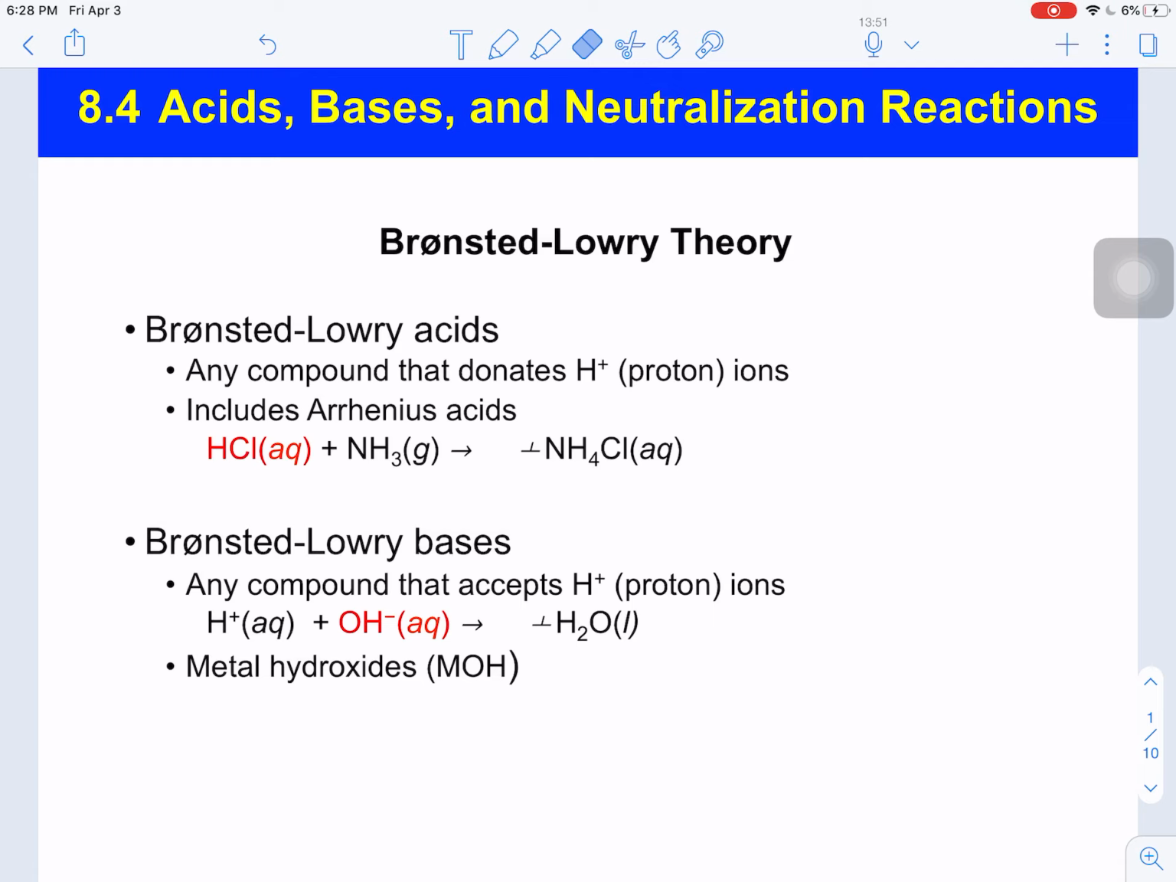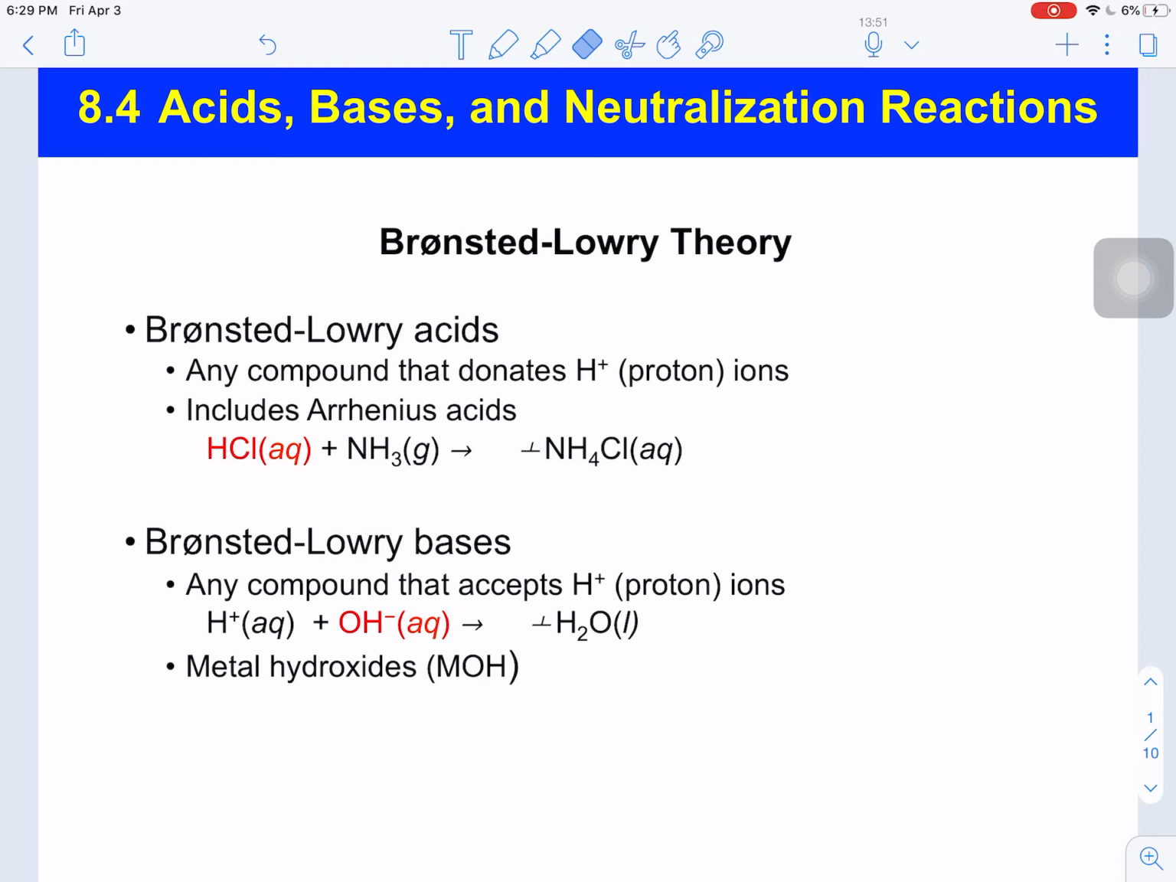Today we're going to be going over some acid-base chemistry as well as some precipitation reactions and a little bit of solubility. Let's just dive right in and we'll start talking about some Bronsted-Lowry acids and bases and the Arrhenius acids and bases, and we'll go over some similarities and differences.